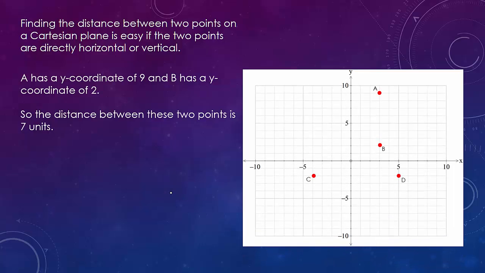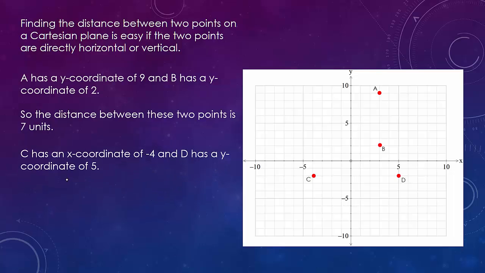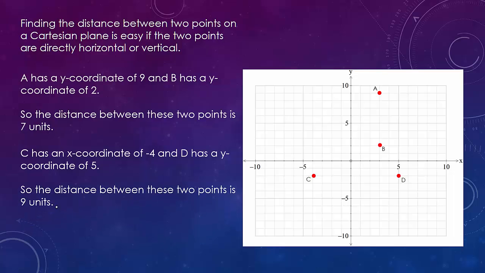If we look at this situation, C has an x-coordinate of -4, and D has an x-coordinate of 5, and these are directly horizontal. So the distance between these 2 points is 9 units.